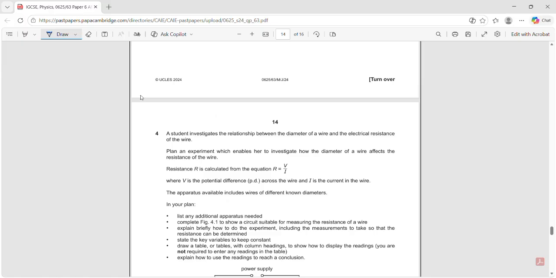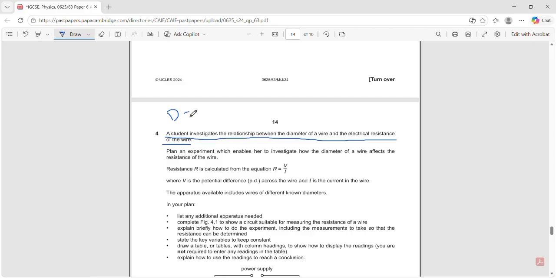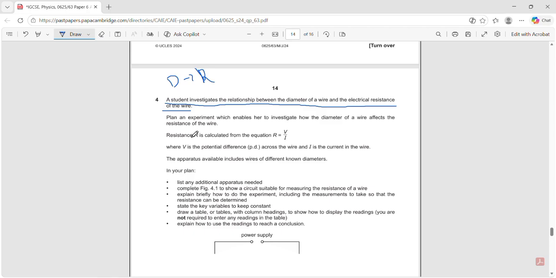A student investigates the relationship between the diameter of a wire and the electrical resistance of a wire. So you will obviously know that it's between diameter and resistance, right? Something related to diameter and resistance. Now it says, plan an experiment which enables her to investigate how the diameter of a wire affects the resistance of a wire. Now, what did I say before?